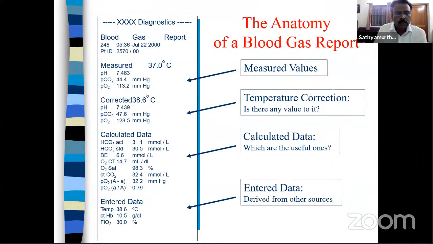Entered ones are the ones that we enter into the computer, into the machine. So the temperature of the patient will be entered by us. Some of the machines do come with hematocrit, but otherwise we'll have to enter the hemoglobin and then your FiO2. If you don't enter these, probably the calculated data that you get might come as a question mark, or it will be in dots. So let us go one by one now.